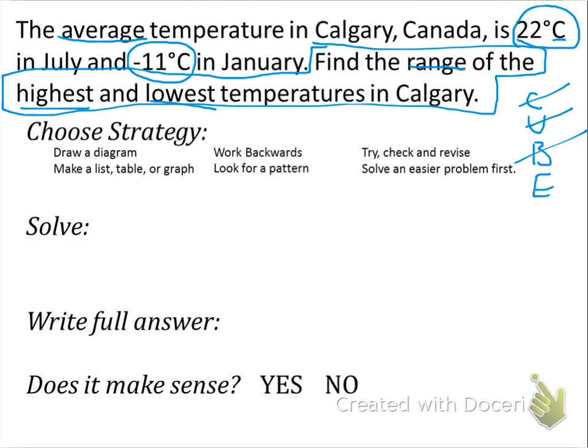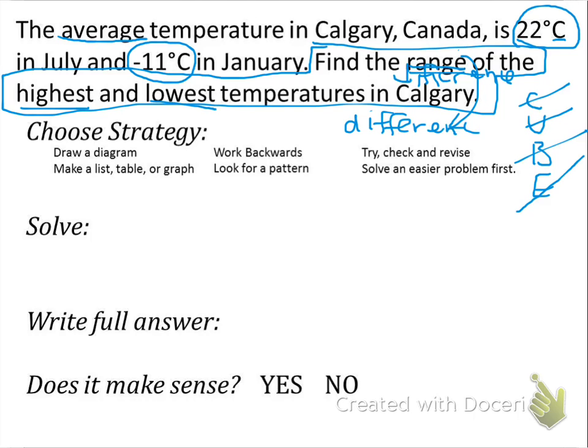If there was unimportant stuff, we'd cross it out, but actually there isn't anything we need to cross out in this one, so we'll just ignore it. Then what you do next, so we've read the question several times, so let me read it one more time. The average temperature in Calgary, Canada is 22 degrees Celsius in July and negative 11 degrees Celsius in January. Find the range of highest and lowest temperatures in Calgary. For those of you who don't know, range really means difference. So when you see the word range, you're going to think difference. That's not showing up very well, so I'm going to put it down here. Range means difference.